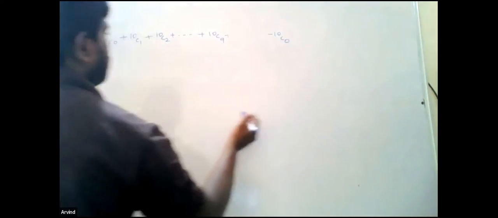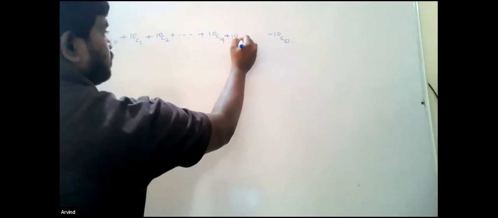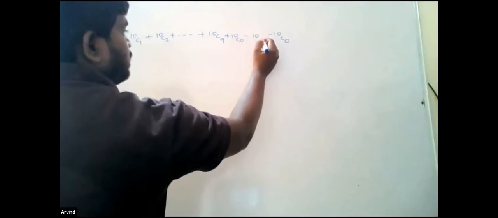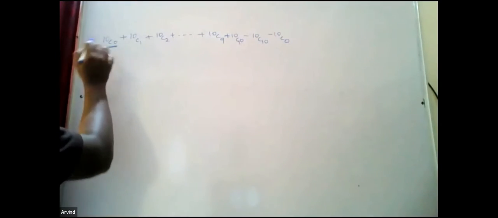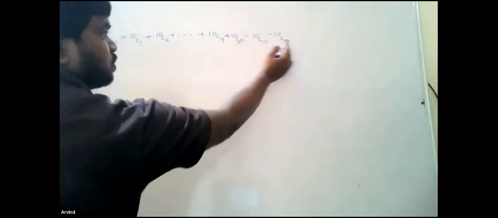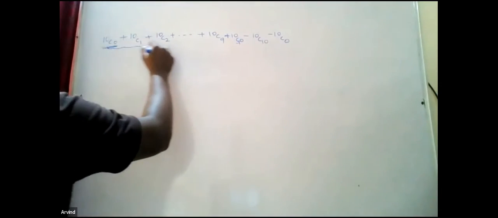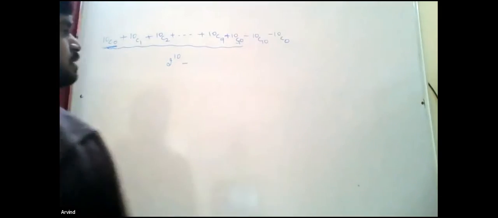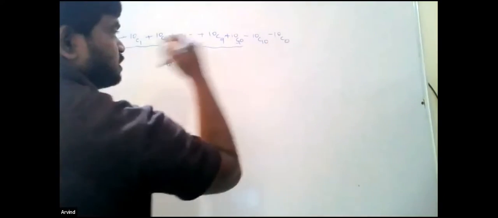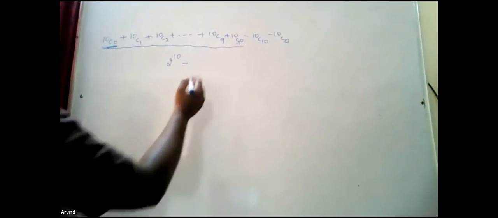So I'm going to add 10C naught. If I'm adding 10C naught, I should also subtract 10C naught. And I'm going to add 10C10. Then I should also subtract 10C10. I added the ones that were not there. What is the value of this? The value of this is 2 power 10. Minus 10C10 is 1. 10C naught is also 1. So minus 1 will become minus 2. So therefore this value will become 2 to the power 10 minus 2.